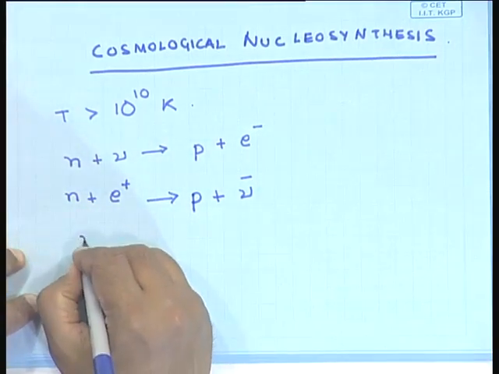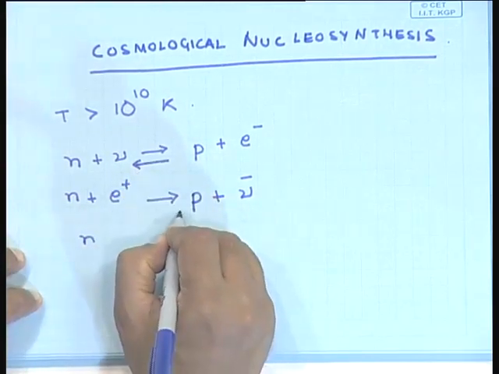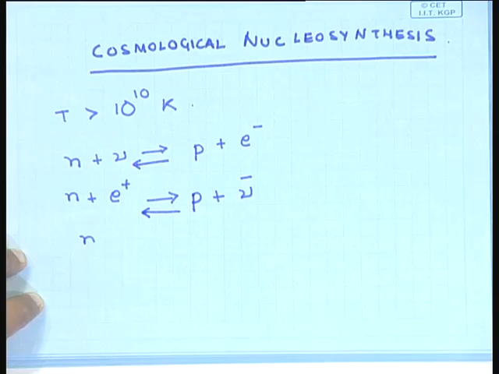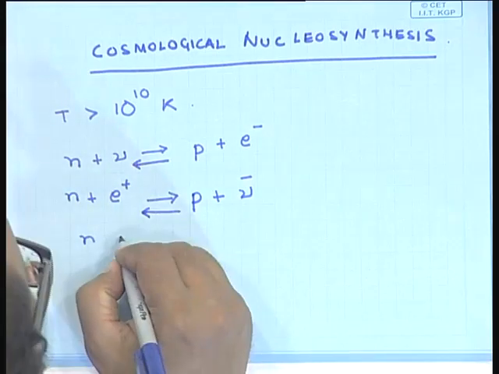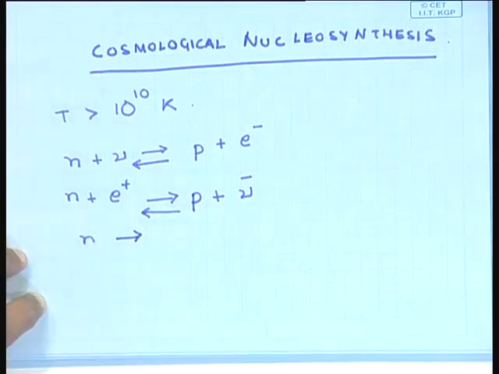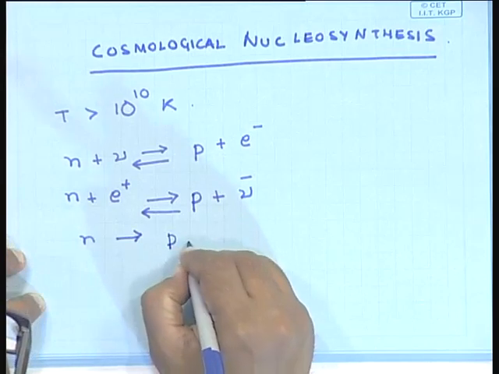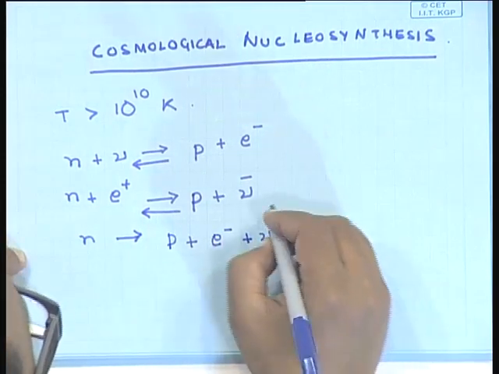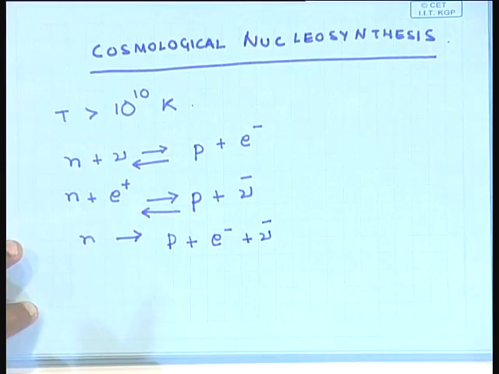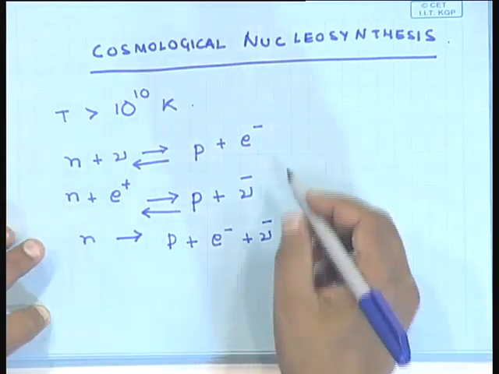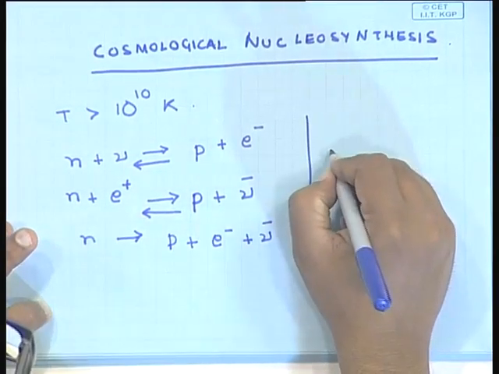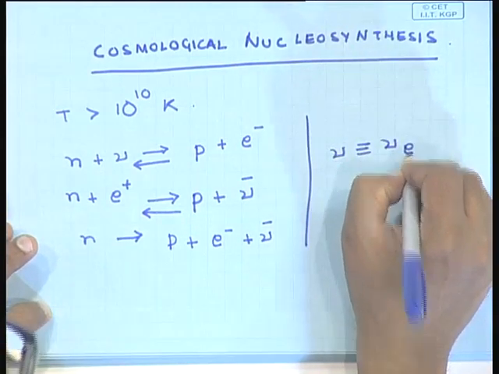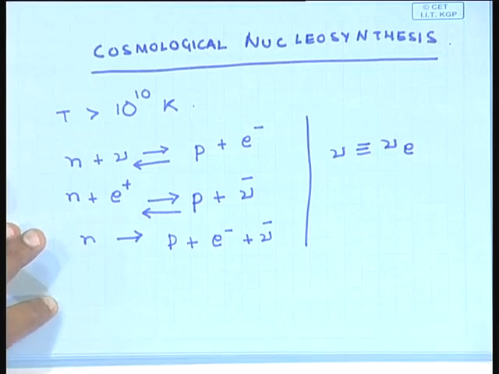All these reactions, the reverse can also occur. And the neutron can also decay to give you a proton, an electron and an antineutrino. Again the lepton number, baryon number, everything is conserved. Now, in these reactions, the neutrino that we are referring to is the electron neutrino. The other flavors, the mu neutrino and tau neutrino, do not play any role in these reactions.